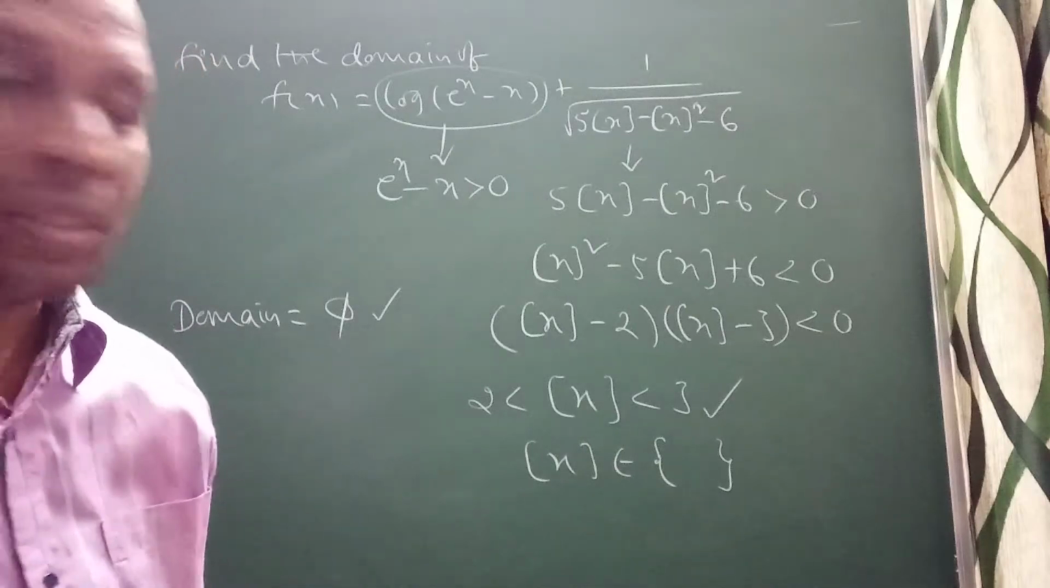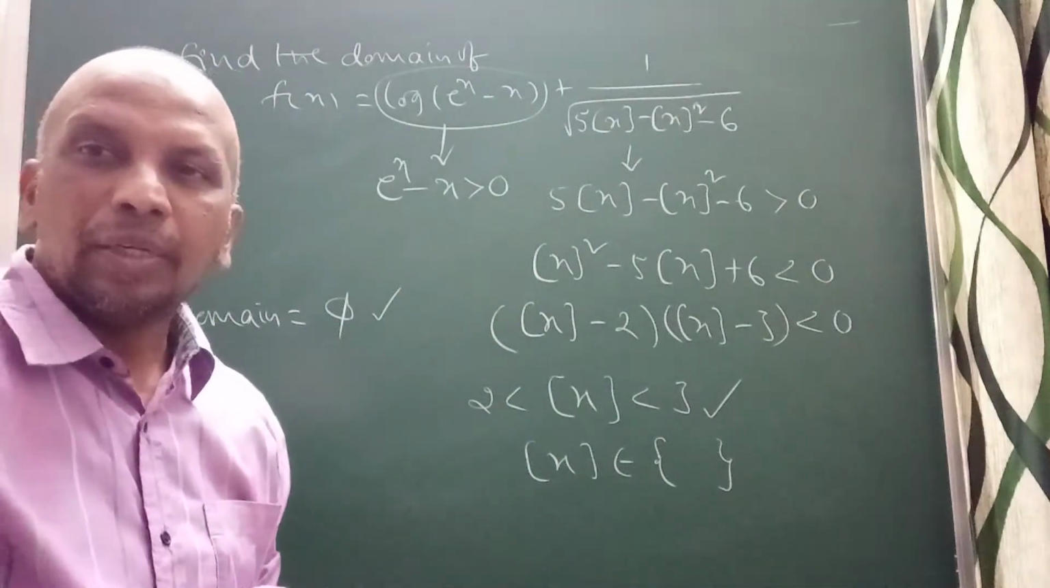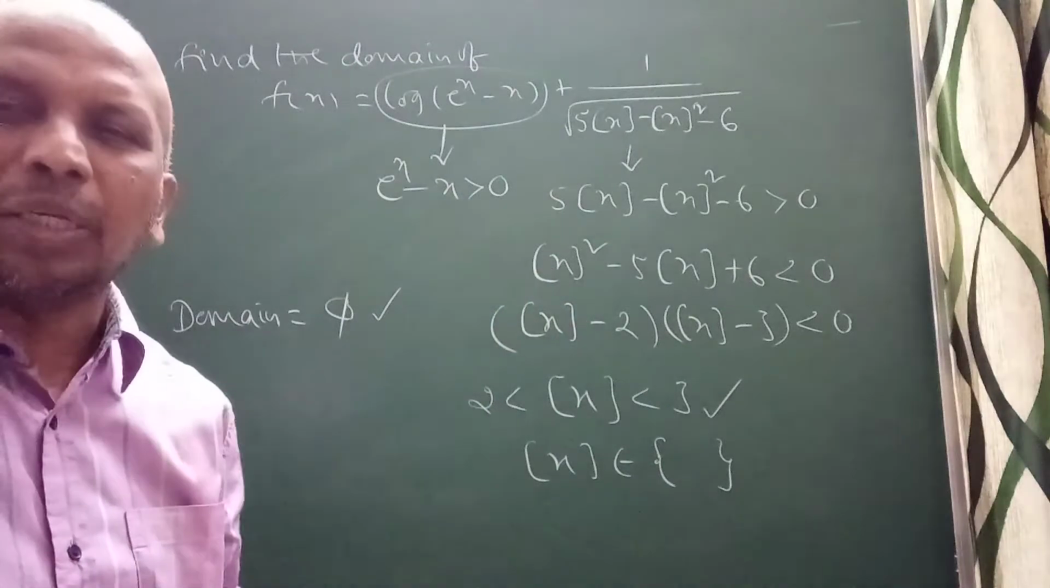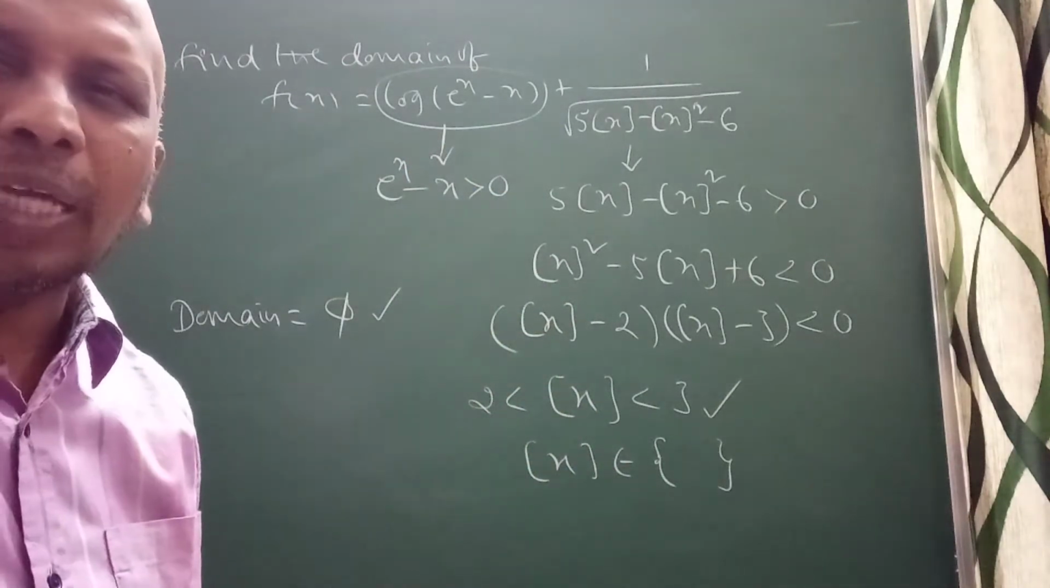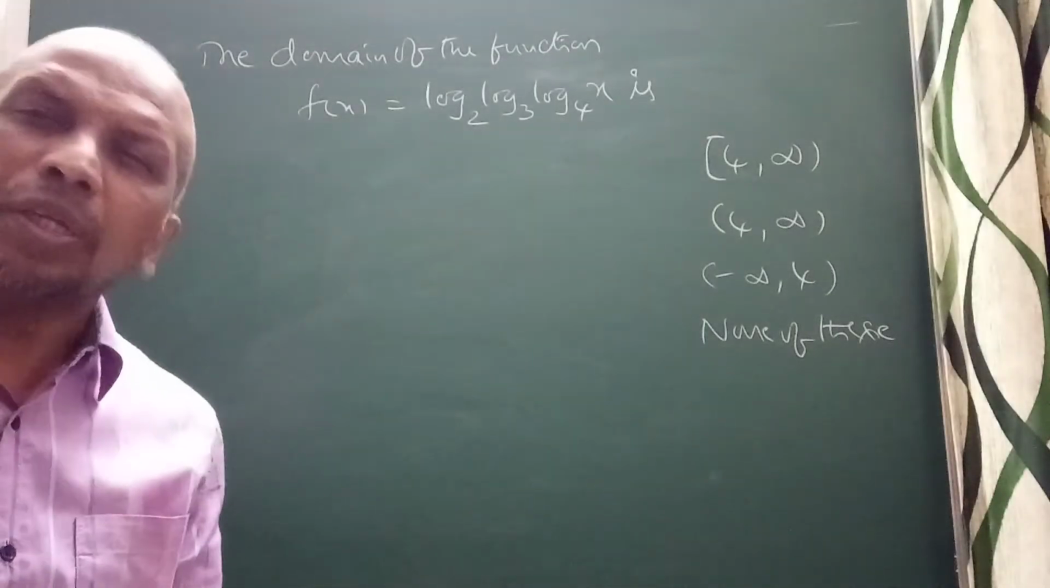So try to understand this simple concept. Here the common domain is the empty set only. That's the reason the domain of this function is the empty set. Now I will explain the next problem. Now see this problem.